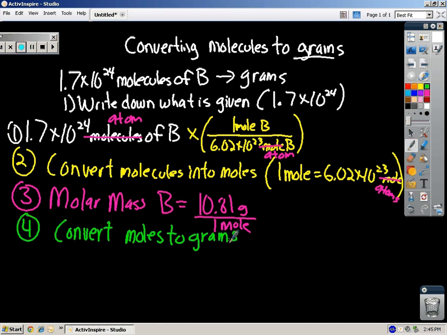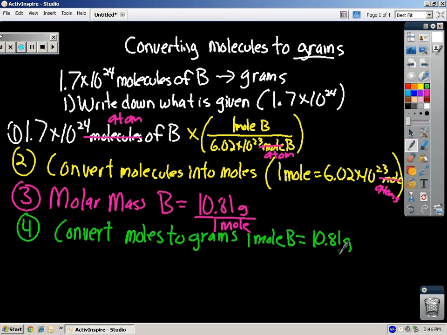And we've done all these steps before. We're just putting it all together now in one big equation. So we're going to convert moles to grams this time. As I do so, we're going to use the molar mass that we just calculated over here, right? So we're going to say that 1 mole of boron equals 10.81 grams. Sorry, I'm full of mistakes today. 10.81 grams, because this equals this, right?